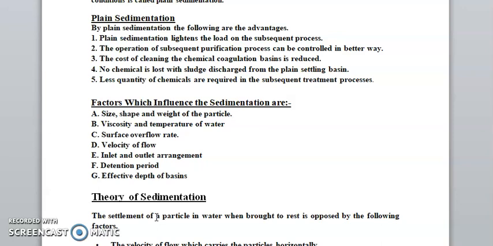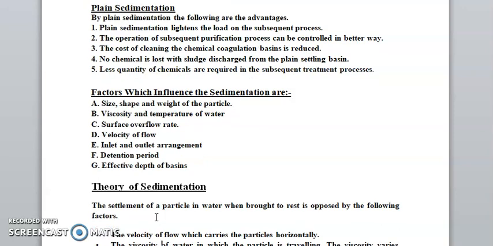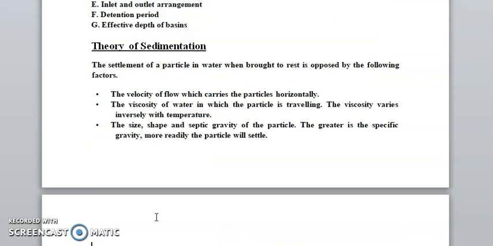Now we go to the theory of sedimentation. The settlement of a particle when brought to rest is opposed by the following factors: the velocity of flow which carries the particle horizontally, the velocity of the water in which the particle is traveling, and the viscosity, which varies inversely with the temperature. Then the size, shape and specific gravity of the particle. The greater the specific gravity, the more readily the particle will settle.